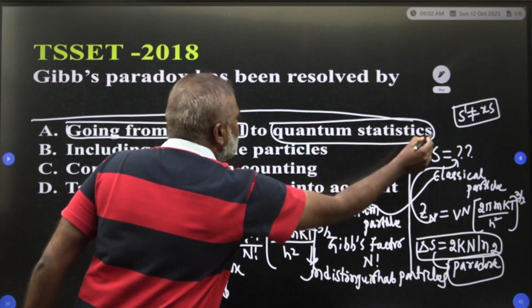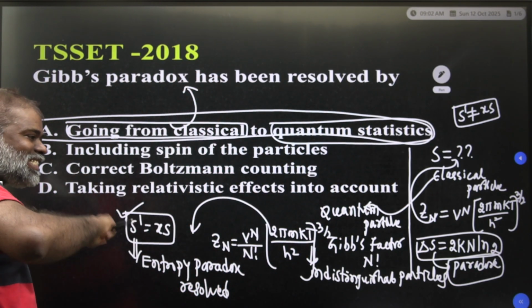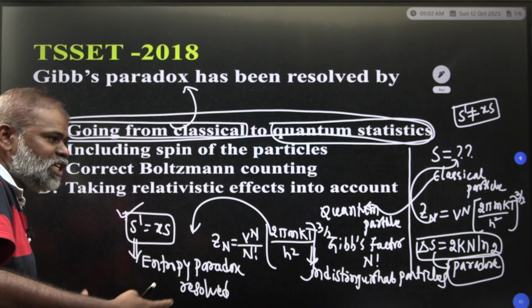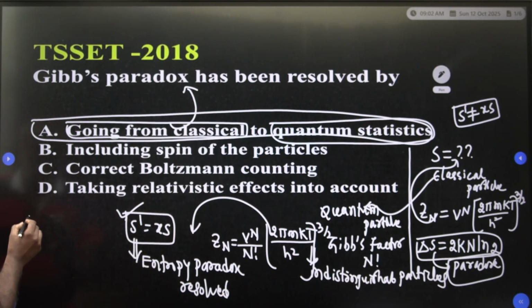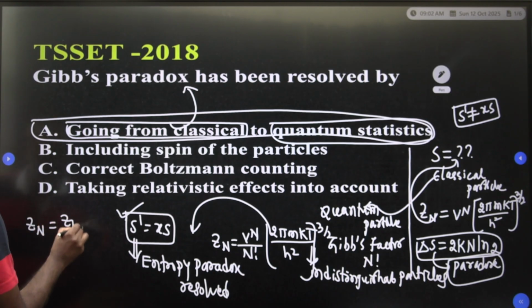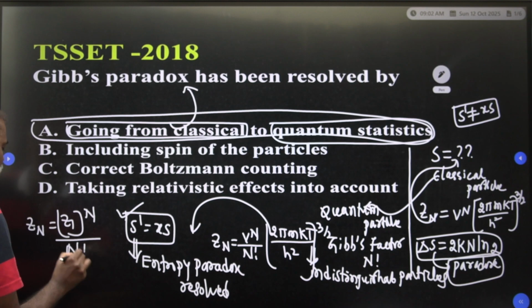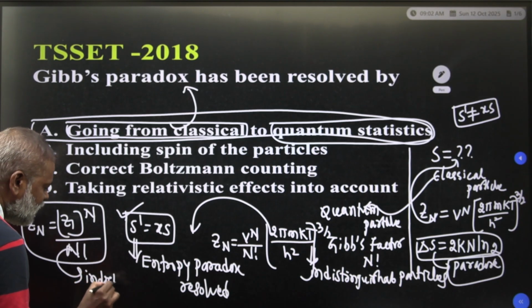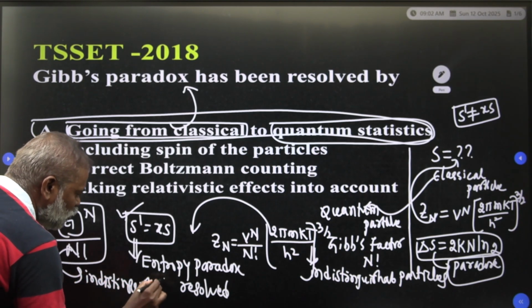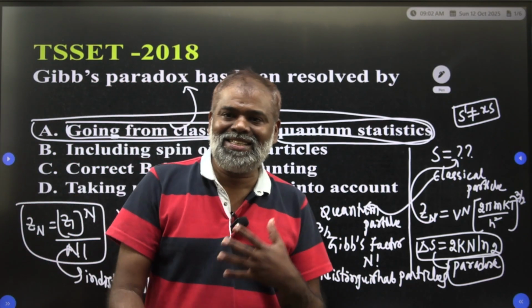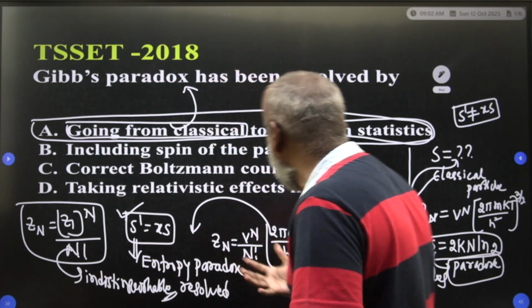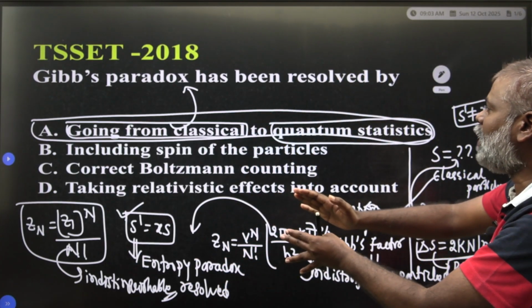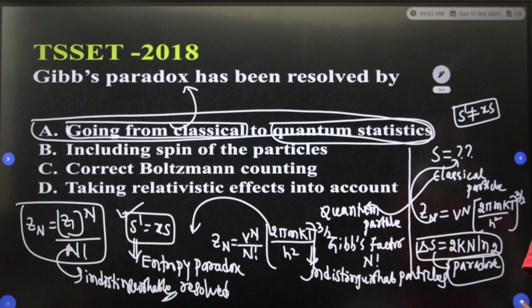When will it be resolved? When our system goes from distinguishable particles to indistinguishable particles, then your partition function should be changed. The partition function for indistinguishable particles is equal to Z1 to the power of n divided by n factorial. This n factorial we call the Gibbs factorial. We have to use this for indistinguishable particles. Clear? This is the theory question based on the Gibbs paradox. When we change from distinguishable particles to indistinguishable particles, only then is the Gibbs paradox resolved.